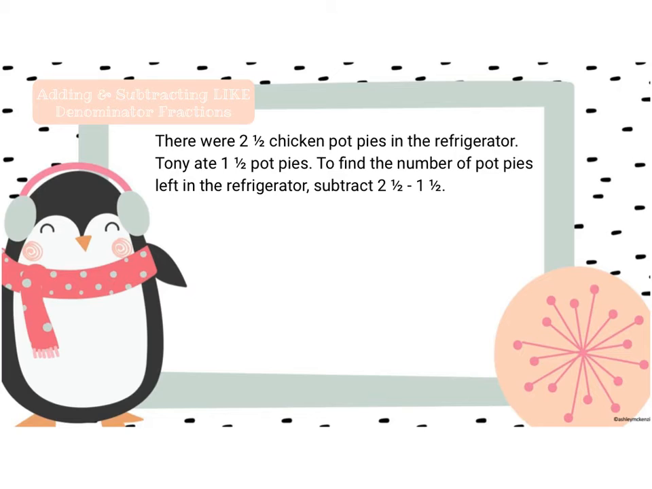To find the number of pot pies left in the refrigerator, we're going to subtract 2.5 minus 1.5. So the first thing I want to do is look at my whole numbers. Okay, I've got a 2 and I have a 1. How can I do that? What do I do? It tells me, right? What's it tell me? Subtract. Subtract 2 and 1. Those are my whole numbers. So my whole number is now going to be 1.